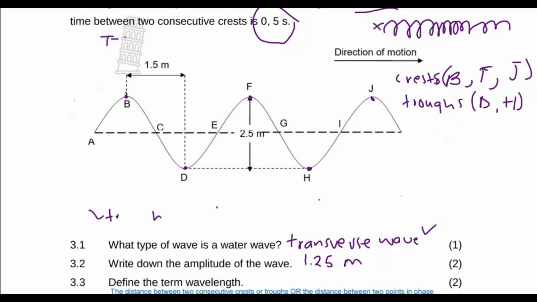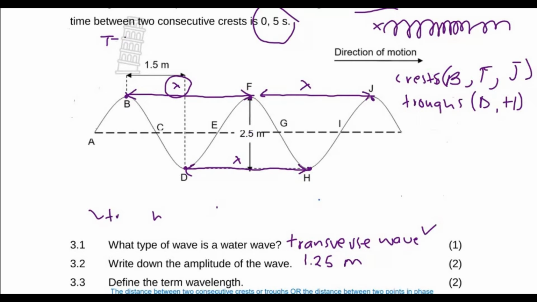That is the right English. So this distance here is a wavelength. Also, this distance here from F to J is a wavelength as well. So the distance between B and F is equal to the distance between F and J. And now this distance also between D and H is also a wavelength, lambda. So this letter is the Greek letter lambda.